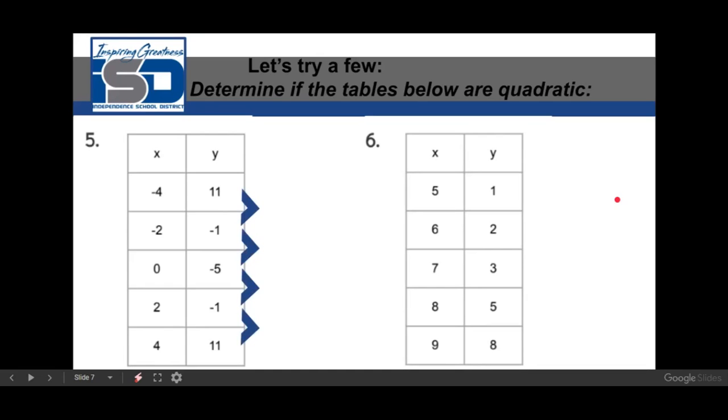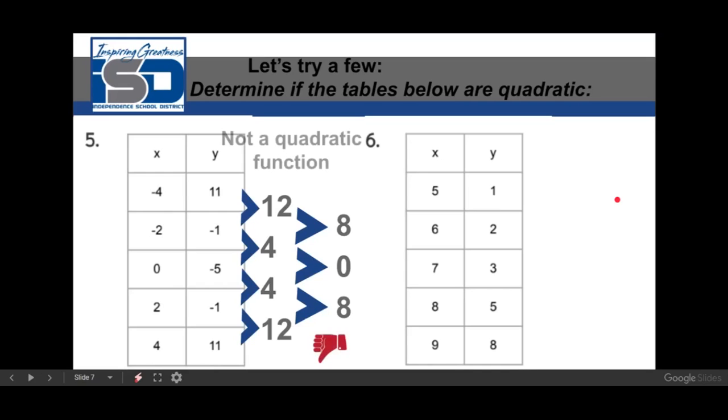The first difference on number 5 is 12, 4, 4, 12. It repeats, but that doesn't mean anything to us. We need to find the common difference, or the gap of the second time. So we get 8, 0, 8. Those do not match. It is not a quadratic function.